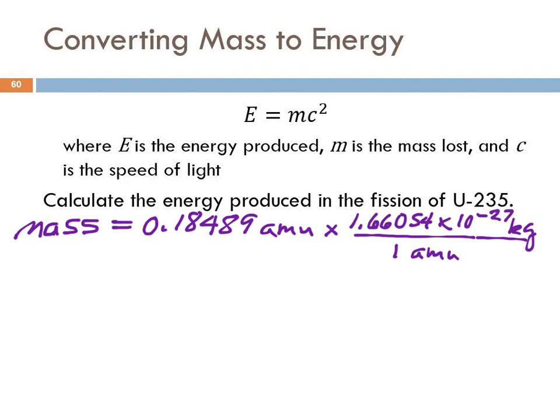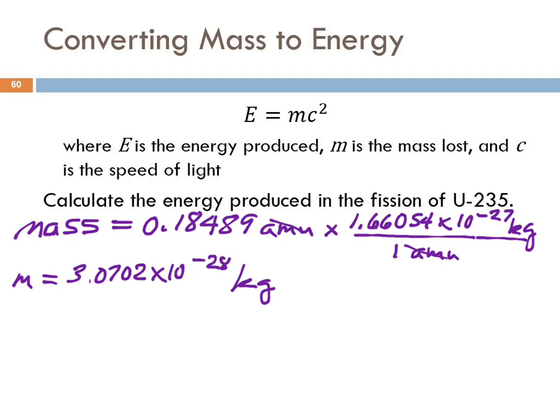An atomic mass unit is just ridiculously small. So atomic mass units cancel out. And so the mass is 3.0702 times 10 to the minus 28 kilograms. You're like, oh, well, he just lost a little bit. What's the big deal, right?